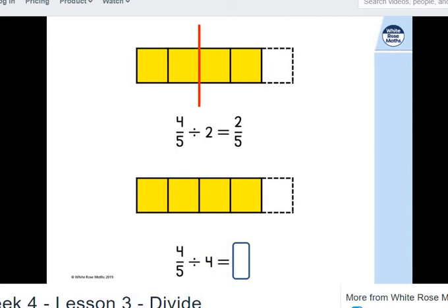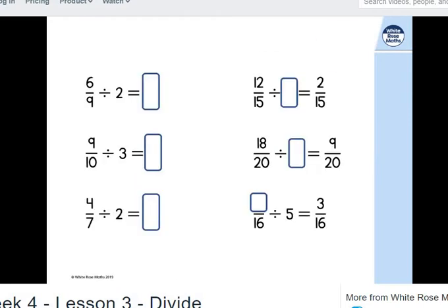4/5 divided by 4. Can I visualise splitting that into 4 parts? Oh, that's easy. 4/5 divided by 4 would be 1/5. Something for you to have to think about now. Pause the video, have a go. If it would help you, feel free to draw a bar model to help.